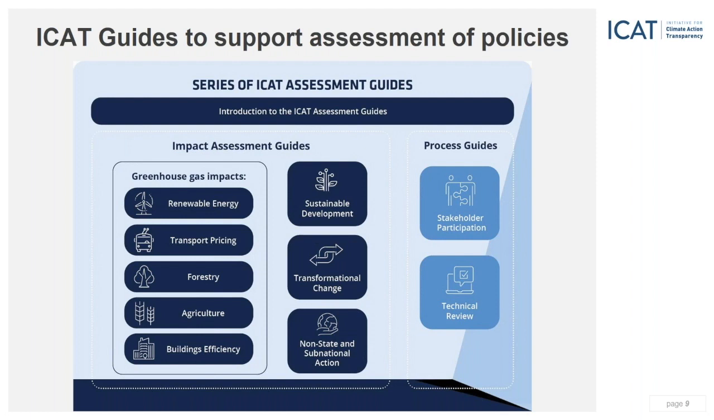I mentioned earlier that ICAT offers a number of policy assessment guides, and I want to use this opportunity just to give you an overview of what they are. This is part of the ICAT toolbox and covers a range of assessment guides for greenhouse gas emission impact assessments. Those are on the left-hand side, covering various sectors, energy, transport, and others. And then we have a number of guides that are in the middle of the slide here, covering cross-cutting issues like the assessment of sustainable development impacts of policies, the assessment of transformational change potential of policies, and the contribution from action by non-state and subnational actors. And then in addition, supporting guides on process aspects.